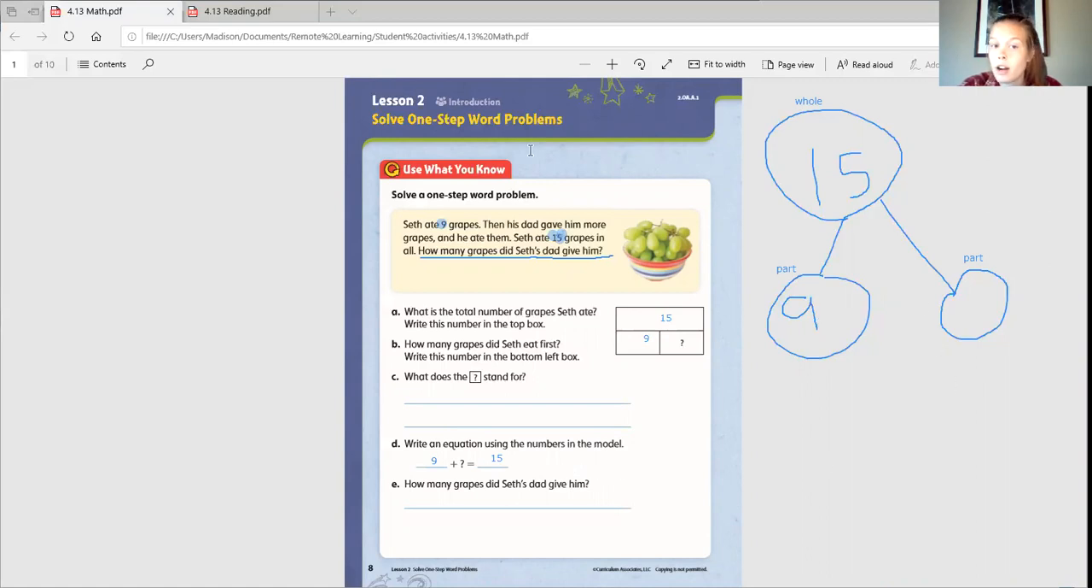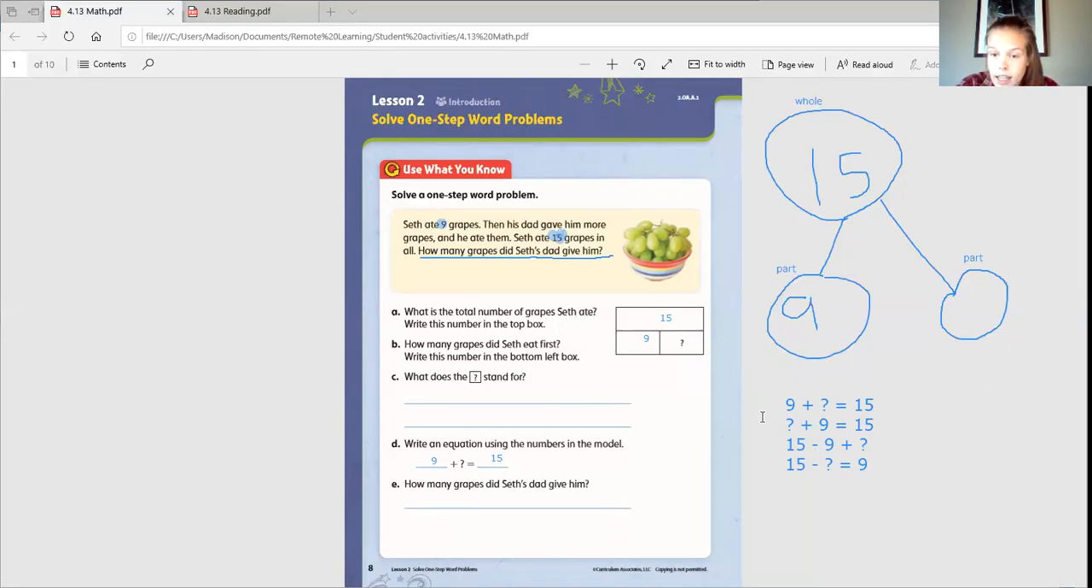Because remember, when we write our number sentences for our fact families that go with our number bond, we can only use the 3 numbers that are present. So I could also have 9 plus our unknown amount equals 15. I could do our unknown amount plus 9 equals 15. I could do 15, our whole, minus one of our parts to equal our unknown amount. Or I could do 15 minus our unknown amount to equal 9. I'll make these a little bit bigger so that you can see them well. And those are the equations that go with our fact family.